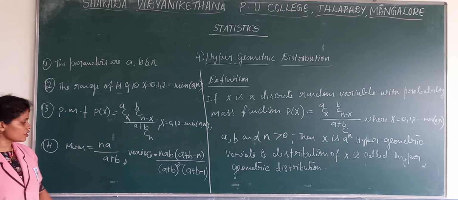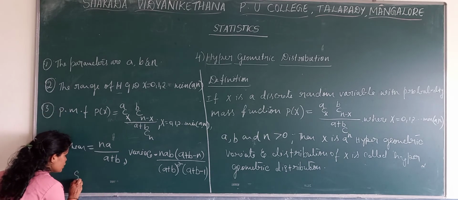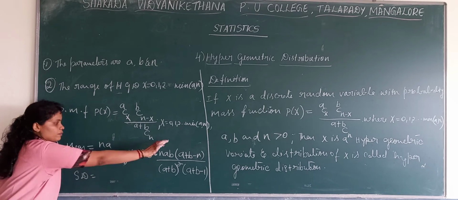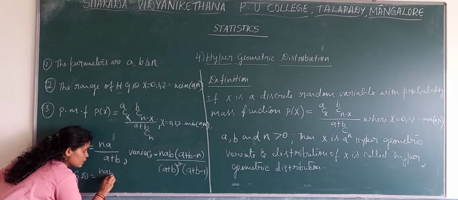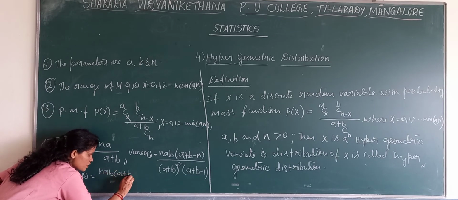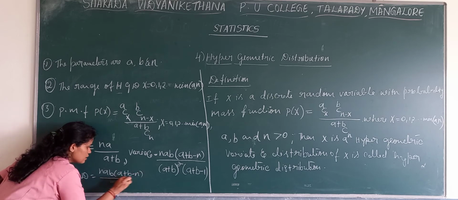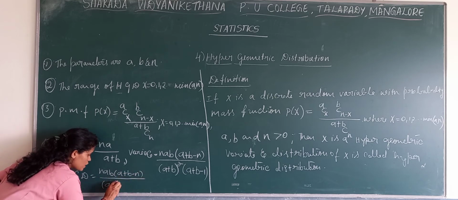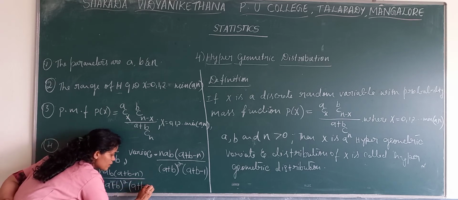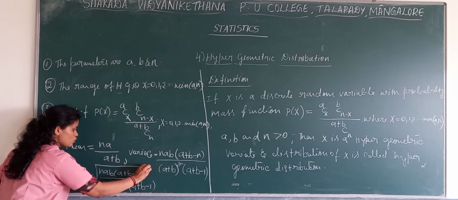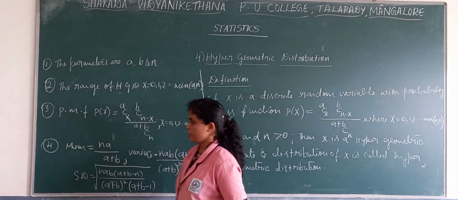What is the standard deviation then? Standard deviation is the root of variance, that is the root of NAB into A plus B minus N divided by A plus B whole square into A plus B minus 1. That is the standard deviation.